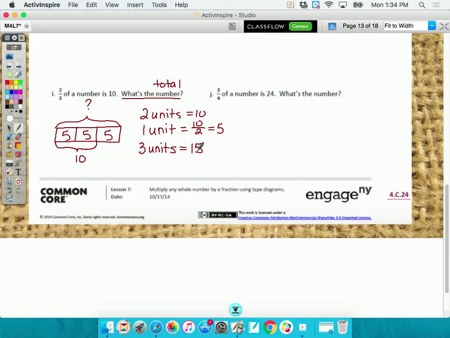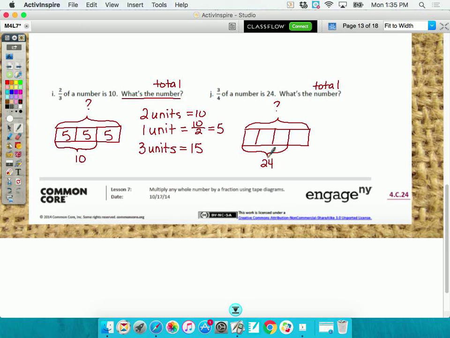3/4 of a number is 24. What is the number? Remember I said, what is the number means what is the total. You're going to miss something and then you're not going to know how to do your exit ticket. And I'm not helping. So, do I know my total? No. Skip over to J. Griffin. Do I have a denominator? Yes. What do I know? That 3/4 equals 24.